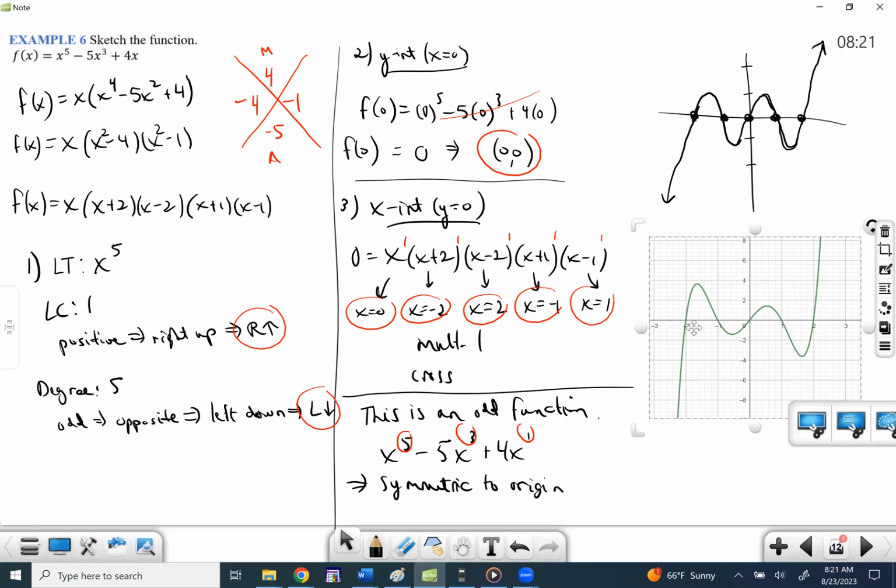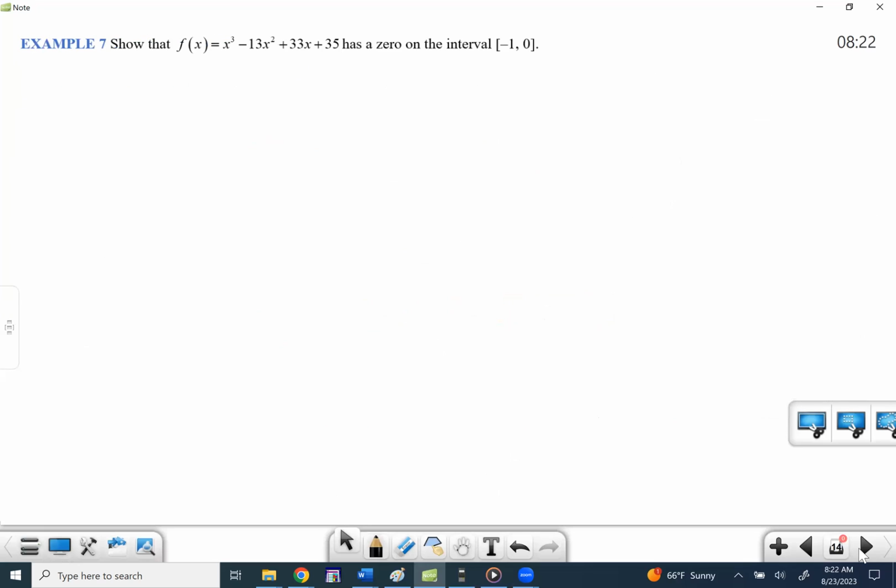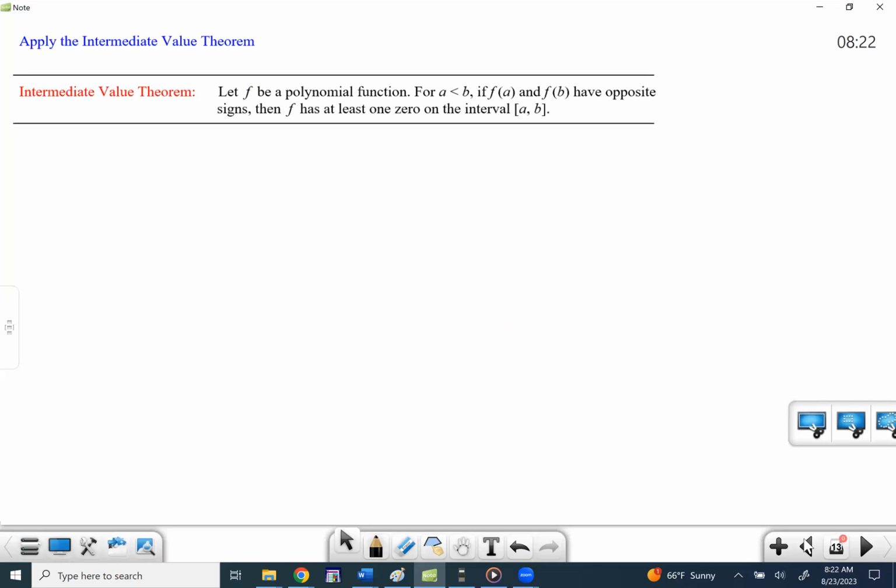And we have the proper behavior. We pass through -2, -1, 0, 1, 2. The right goes up, the left goes down. This looks pretty darn good. All right, you guys. So that's our sketching of polynomials. Let's go ahead and we're gonna do some more sketching, some matching at the end, but for now we're gonna go ahead and cover this new topic, the intermediate value theorem.